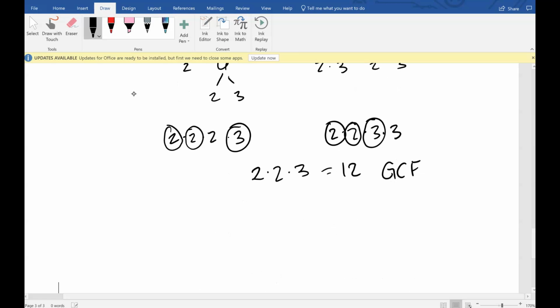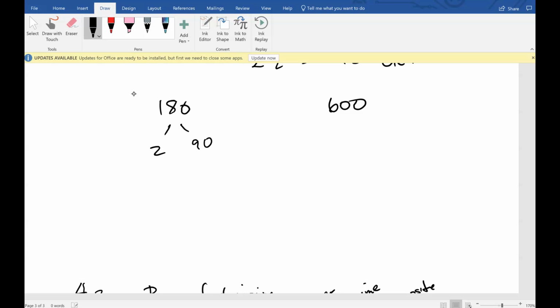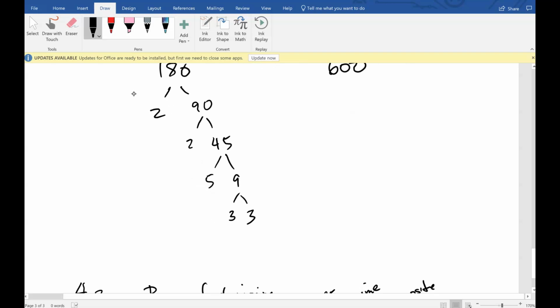Okay, let's do a couple numbers that are bigger. Let's do 180 and 600. Both of these numbers are easily divisible by 2. So again, just keep going until you get down to the prime numbers. Okay, so we're done with 180. Let's do the same with 600.